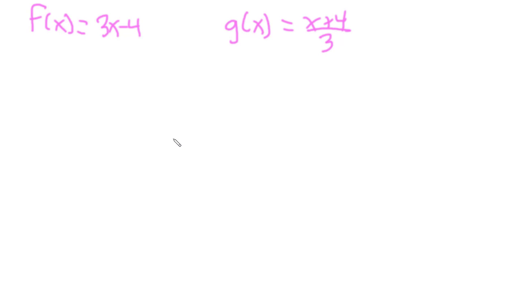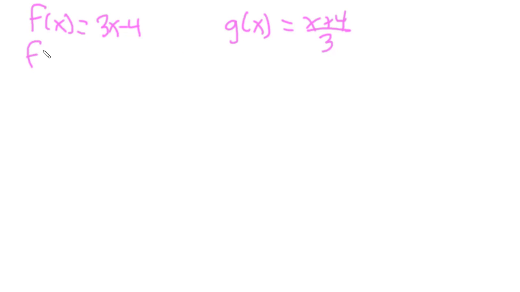Let's change colors. Let's do something brighter. Okay. So let's say f of x is 3x minus 4, and g of x is x plus 4 over 3. If you remember, this is similar to the first example we did in this video. It might be the same one. I don't even remember. Anyway, we want to show if these are inverses of each other.